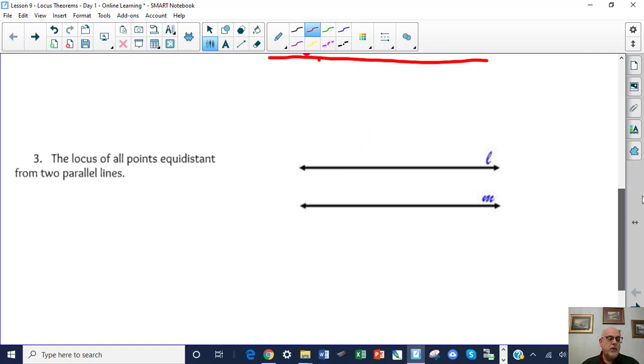So the third type of locus, I'm given 2 parallel lines. What are all the points that are equidistant from those 2 parallel lines? Well, that is one line directly between them, parallel to both, halfway. All right, so that's the third type of locus.